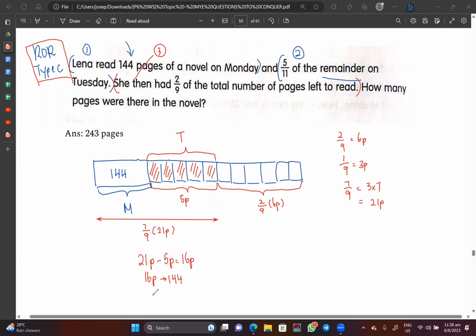And therefore, we can find Mr. Greenman, which is 1 part, and that gives me 9. Okay, how do I get 9? I did 144 divided by 16. Okay, now the question says, since Mr. Greenman is out, you can read the question. How many pages were there in the novel?